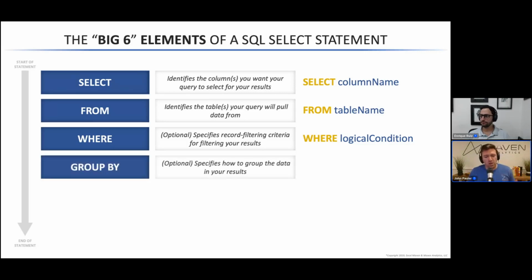Next, we might want to start doing some slicing and dicing. So this is going to be very similar to a pivot table in Excel. You can start to create segmentation with group by, and the syntax there is just group by and then the column that you want to group on.